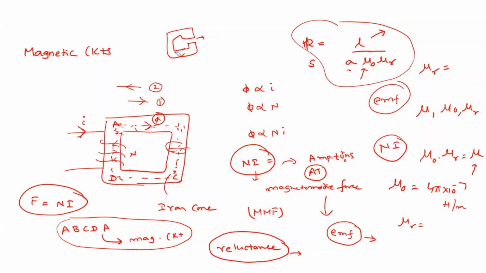So permeance is the reciprocal of reluctance. It is the measure of ease with which flux can be passed through the material, right? What are its units? Permeability units are Henry per meter. What are the units for permeance? It is Weber per ampere turn.